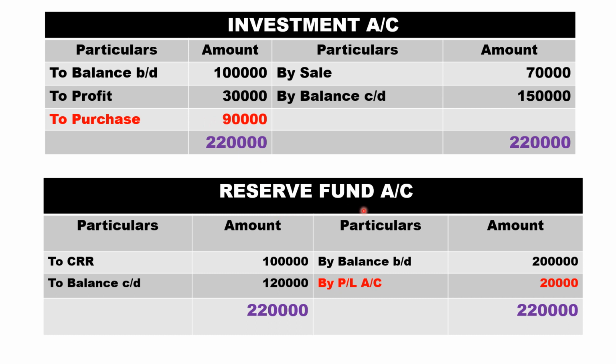Reserve fund account. It's a liability. By balance brought down 2 lakh, and 1 lakh is transferred to CRR. Then closing balance 1,20,000. So you get 2,20,000. So the balancing figure 20,000 is called RF transfer. So RF transferred from PL account is 20,000.